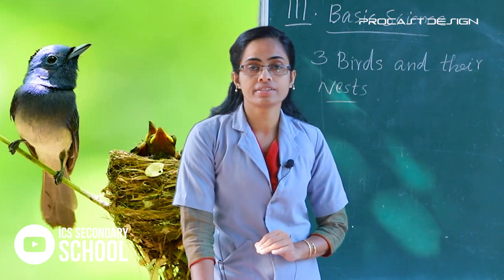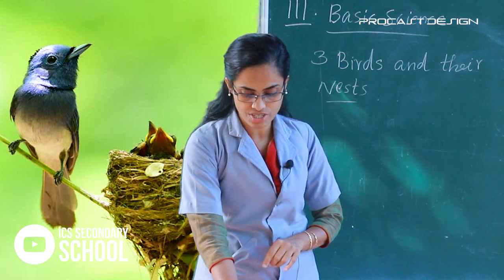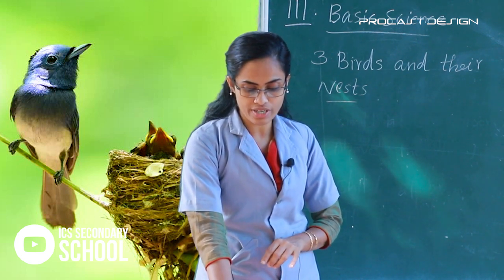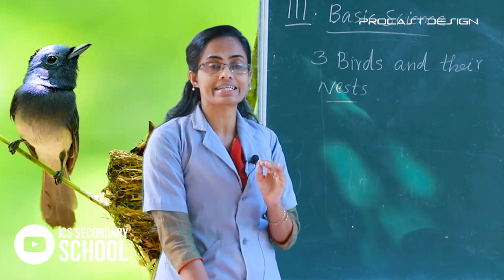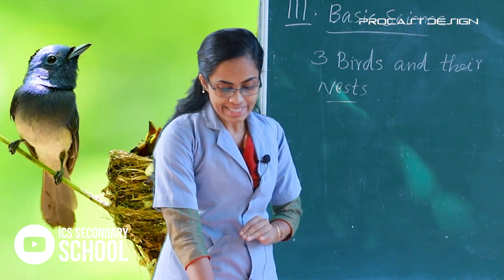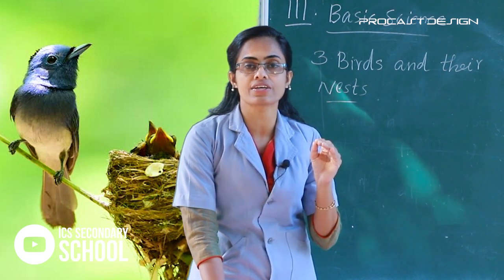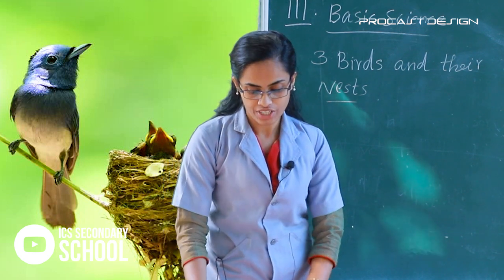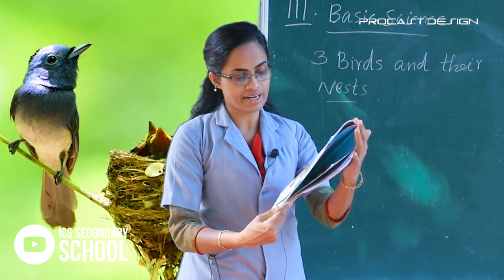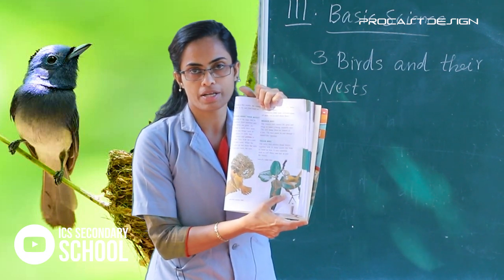The tailor bird, you know what is tailor bird? The tailor bird stitches broad leaves together with its sharp needle-like beak to build its nest. It uses materials such as soft fibers and hair to sew the leaves. In your textbook there is a picture of the nest of a tailor bird.